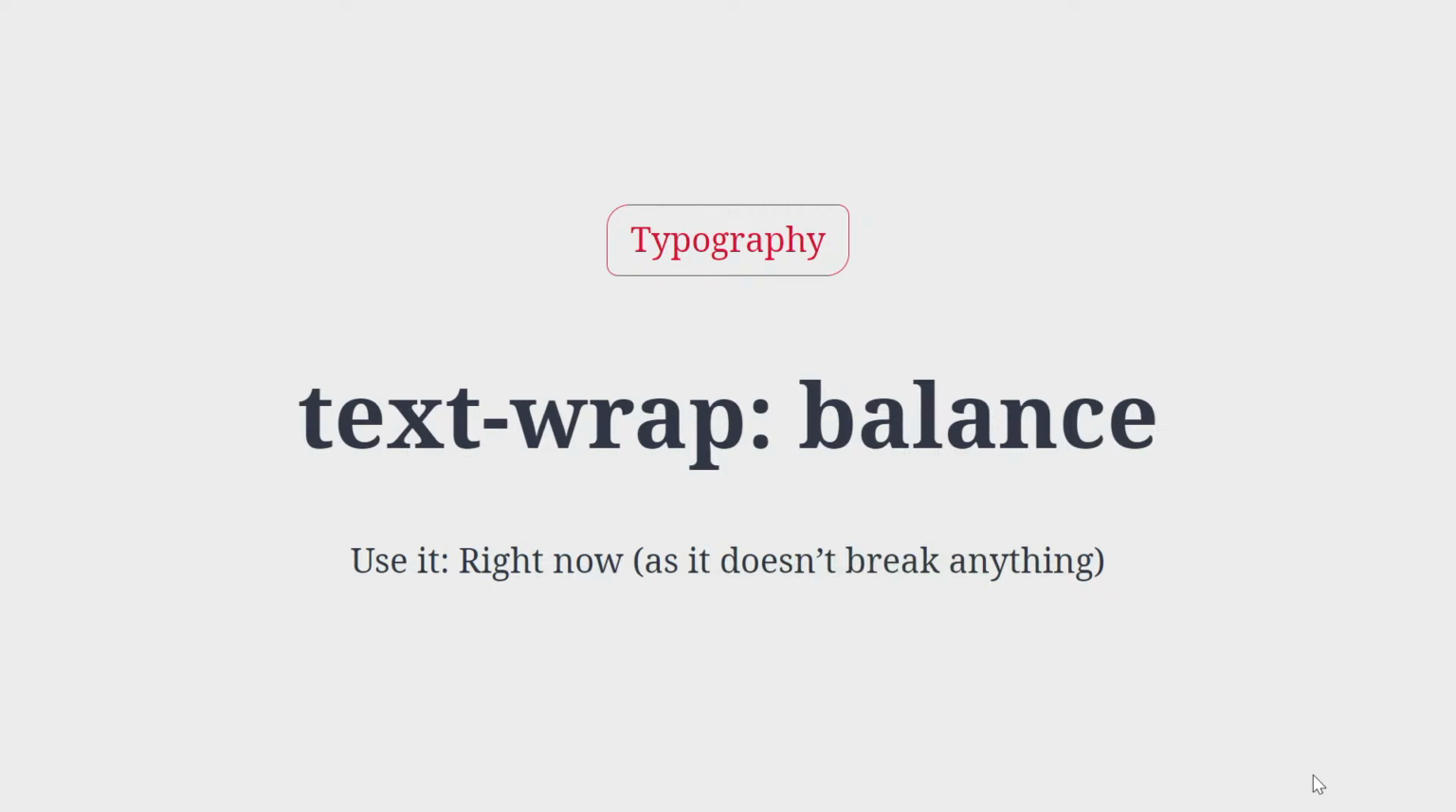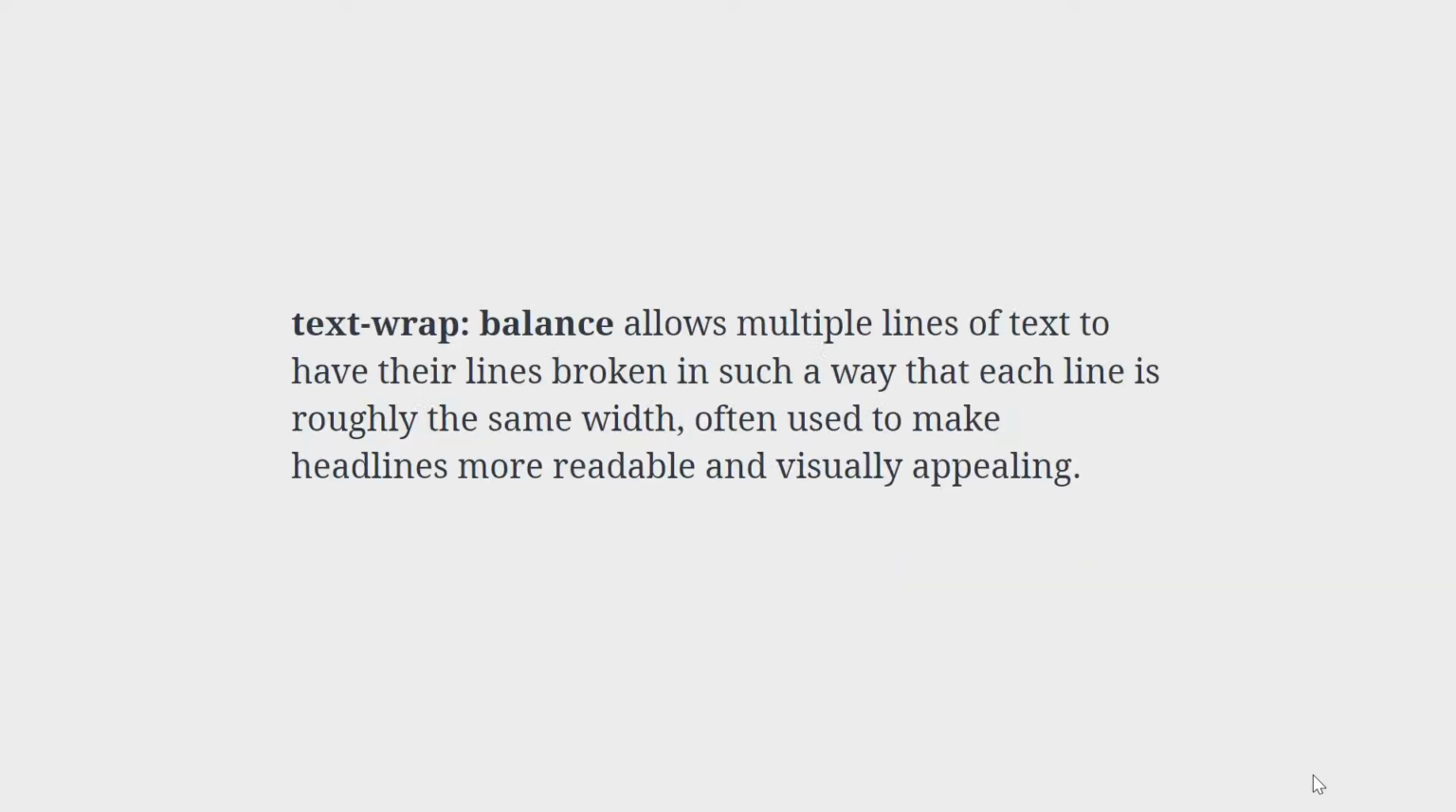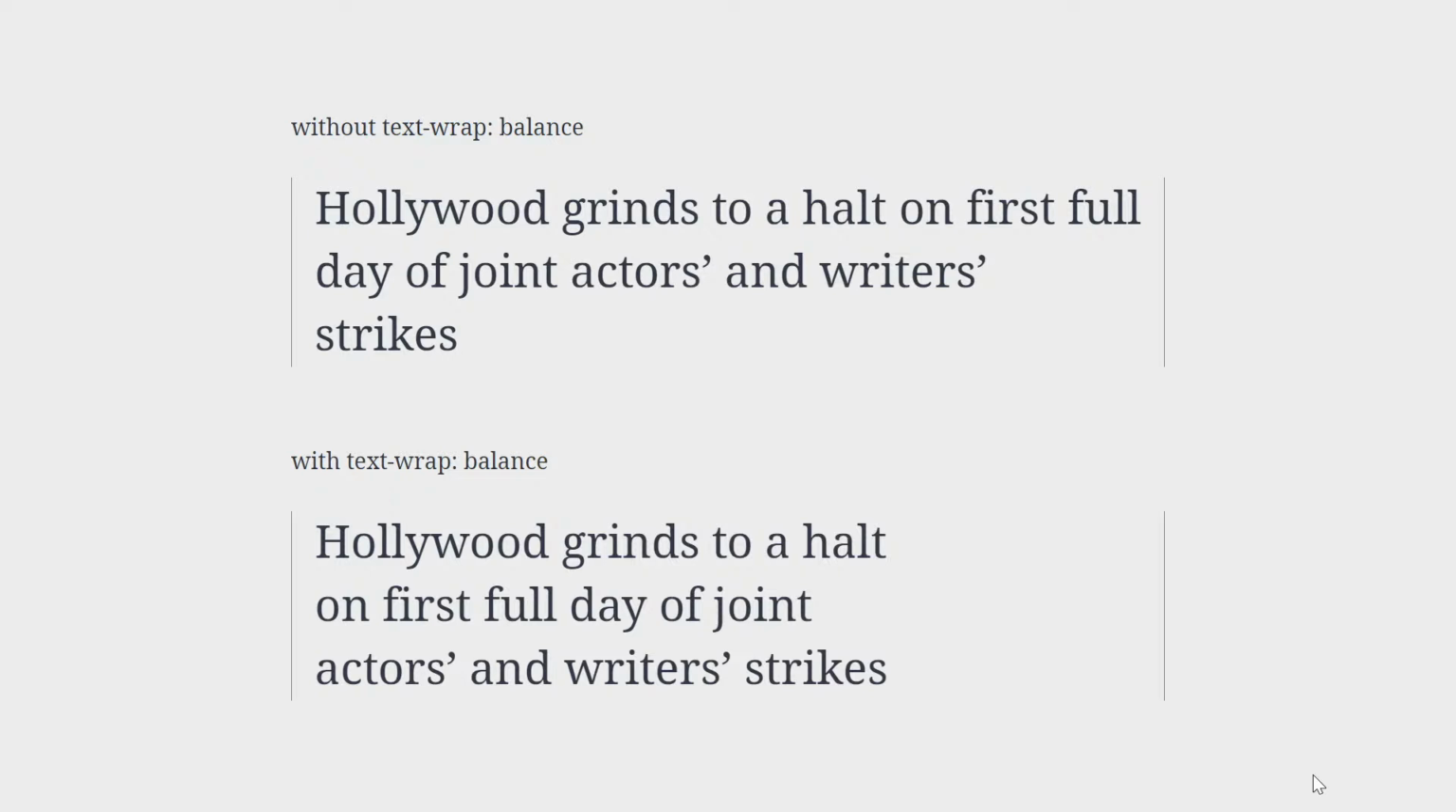This is an easy one, text wrap balance. You can use it right now. It's not supported in each and every browser, but it doesn't break anything. The idea is, if you have a headline, for example, and you have one long line and another line that's short, text balance will try to make both lines as similar as possible, which is more readable and looks better. This is already working in Chrome.